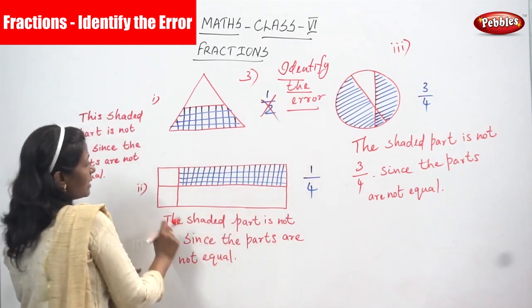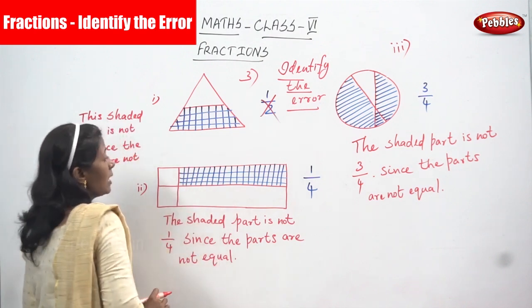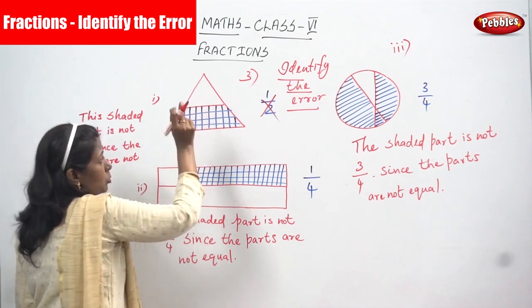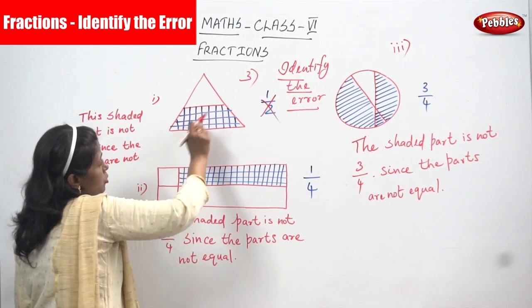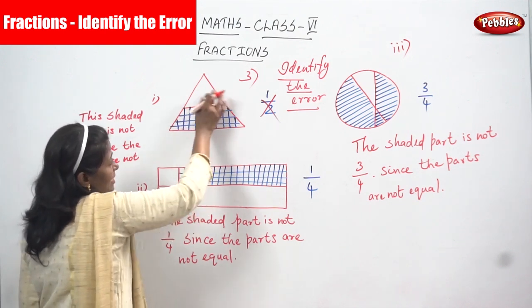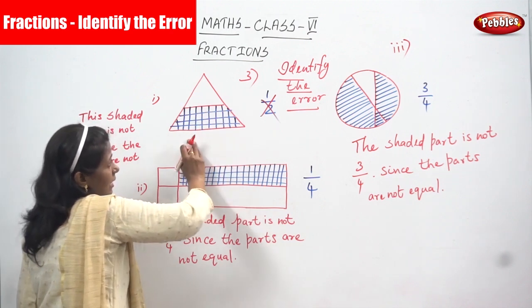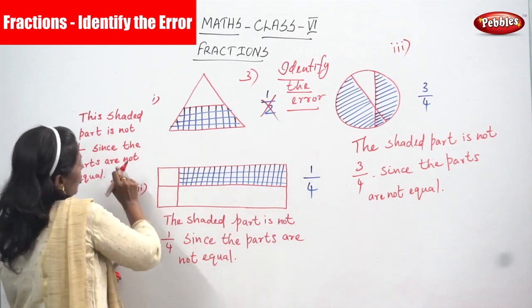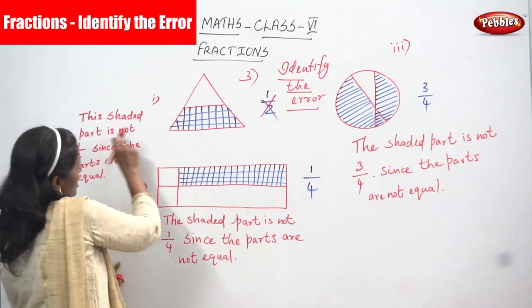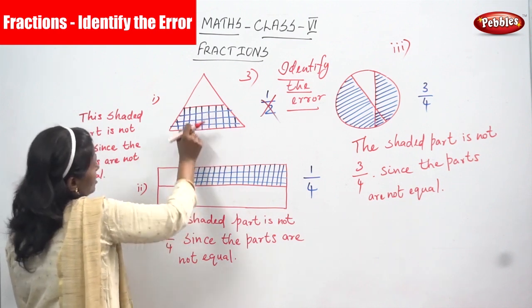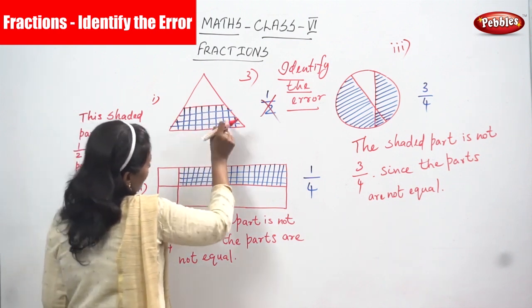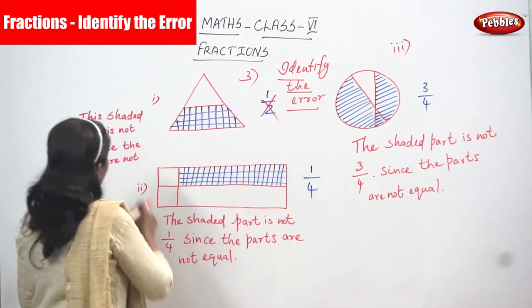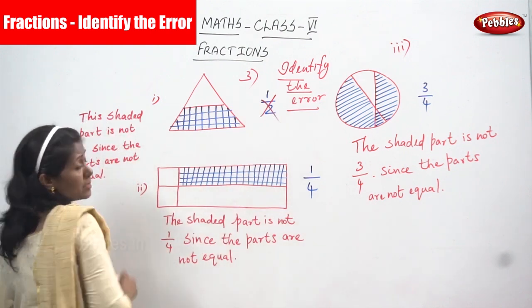Next one. 1, 2, 3, 4 parts, but I have shaded only one portion. In the triangle I split into two parts and shaded only one part, but it is not exactly half. While you see it looks like half, actually it is not half, because the parts are not equal. Only one part I have shaded, and there are 2 parts in total, so we have written 1 by 2. This shaded part is not 1 by 2 since the parts are not equal.